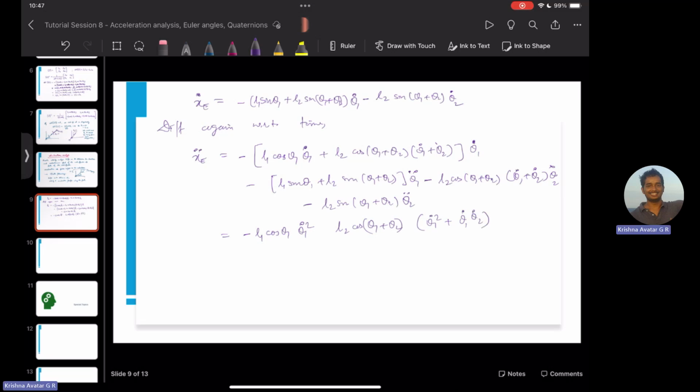And in this case, what we have is L1 sin theta 1 double dot plus L2, and here we have minus L2 cosine theta 1 plus theta 2. We have theta 1 dot theta 2 dot plus theta 2 dot whole squared, minus L2 sin theta 1 plus theta 2.